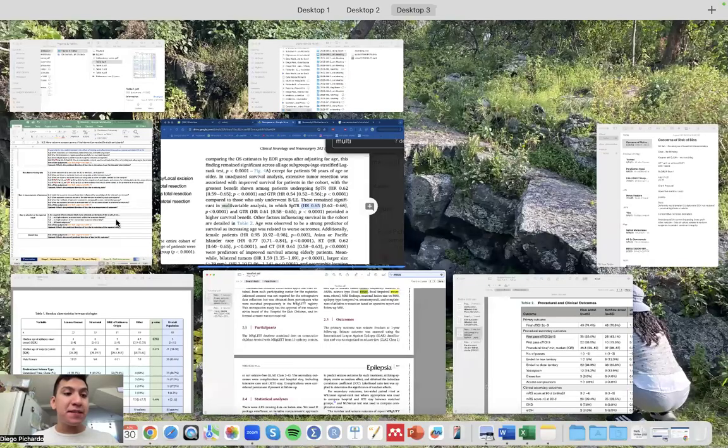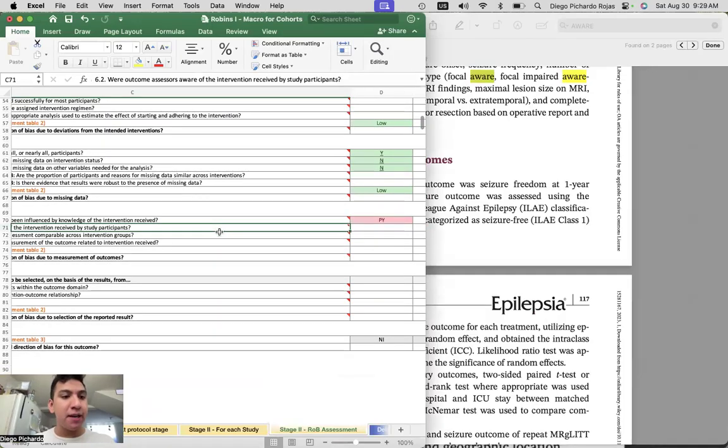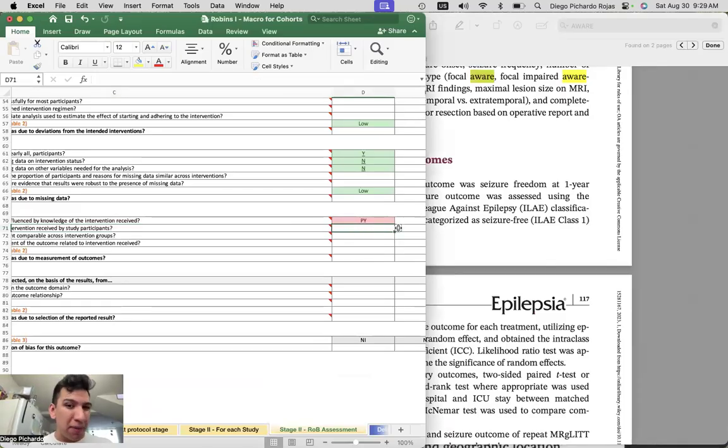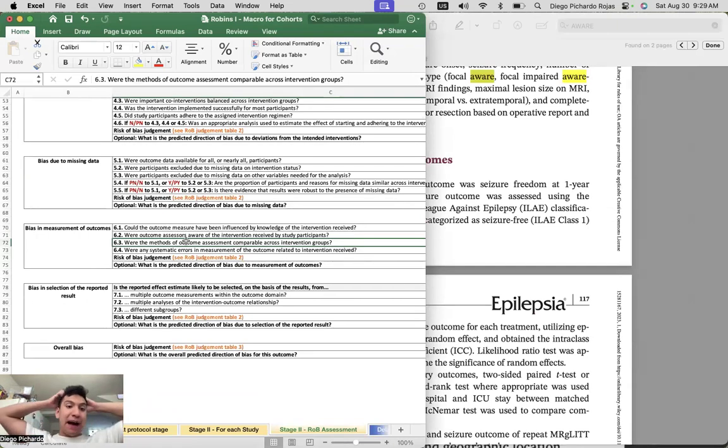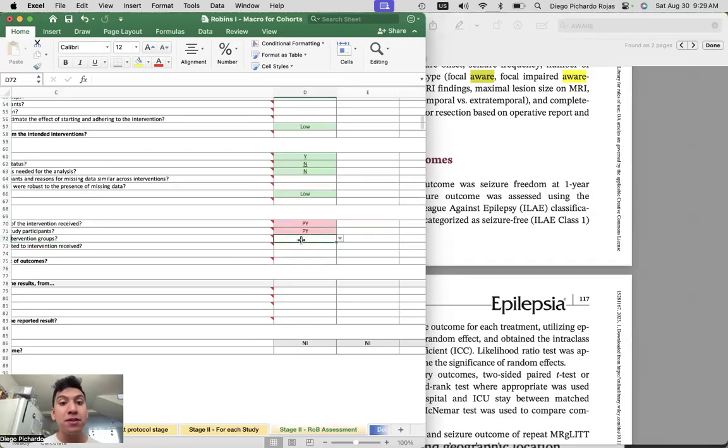There is no mention of this. There is no mention of this, all right? So they were probably aware of this. Probably yes. So, were the methods of outcome assessment comparable amongst both groups?